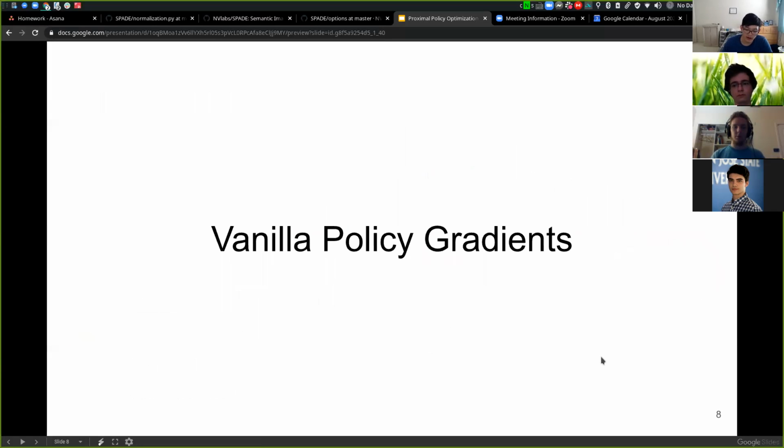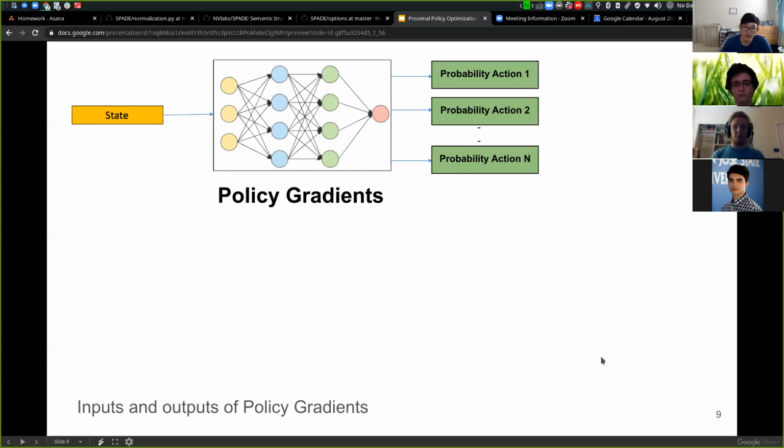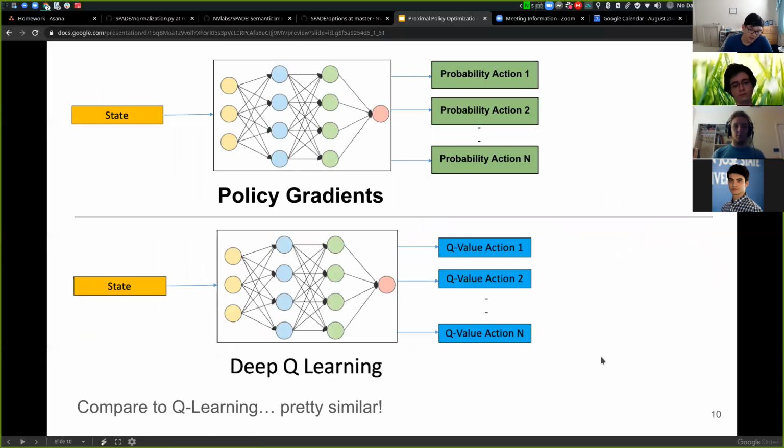All right, so let's get started on the vanilla policy gradients. The first thing I like to start with is the inputs and the outputs. In this case, the input is going to be the state, and the output is going to be the probability of taking a specific action according to that state. Now, something similar you might have seen is deep Q-learning. This is also a model-free method where the input is the state and the output is a Q value of the actions. Like, what is the raw value of that?